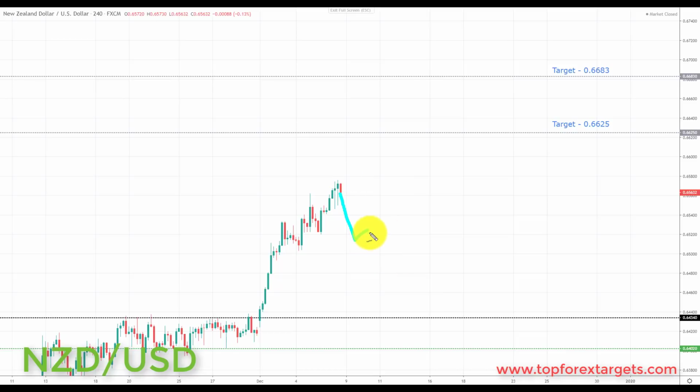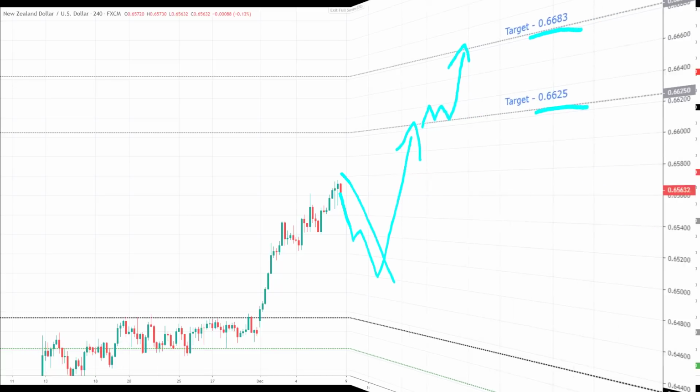So any pullback in this area is going to give us an opportunity to start to look for those bullish formations and patterns, for those reversal patterns to the upside. And we're going to be focused on long positions next week in this market, and we're going to be looking at initiating longs up towards the next key of resistance to the upside and the target set at the 0.6625. And if we can get a break through here, we're going to be looking all the way up to the next key of resistance to the upside and target 2 at the 0.6683.